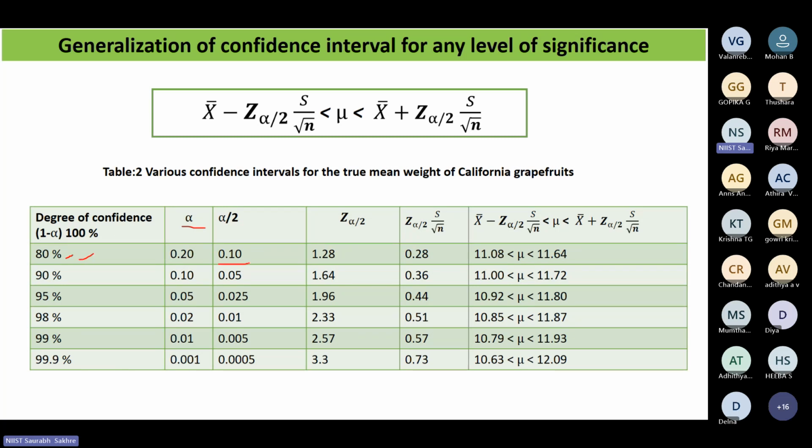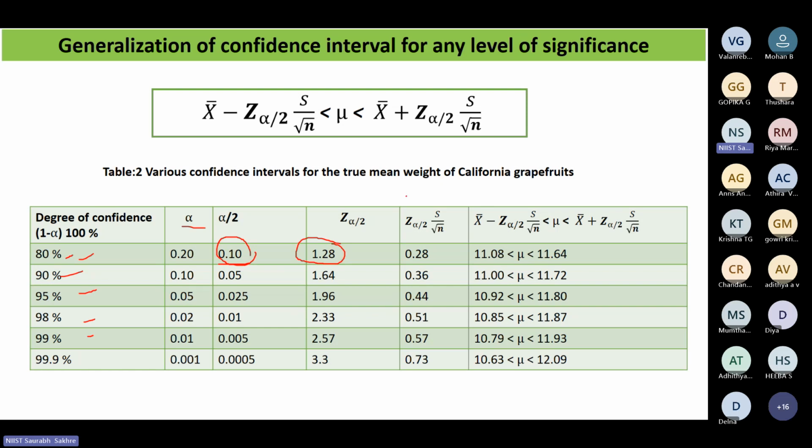So alpha by 2 is 0.10. With this 0.10, from table A3, I know that the z score will be 1.28. Then if it is 1.28, my z alpha by 2 times s by root n will be 0.28. And with that, we can calculate 11.08 less than mu less than 11.64. Similarly for 90%, 95%, 98%, 99%, 99.9%.